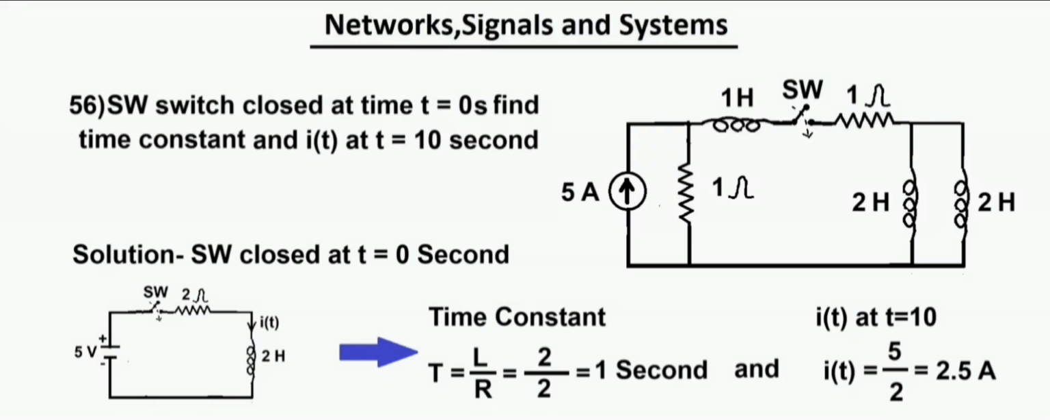Hello, question number 56. Switch SW is closed at time t equal to 0 second. Find the time constant T and current i(t) at t equal to 10 second.